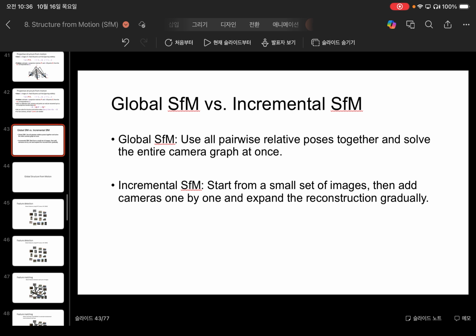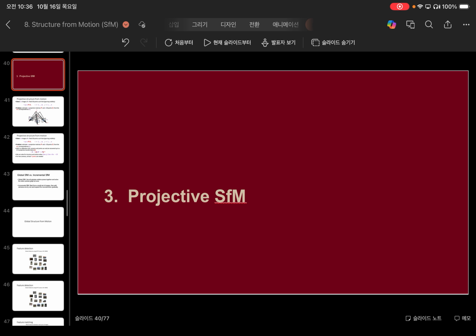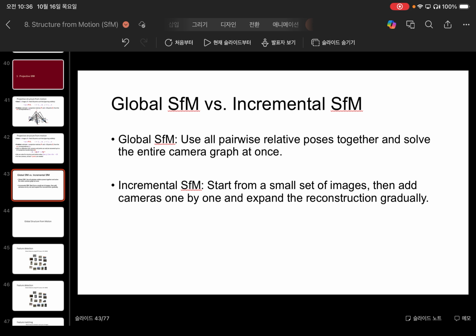Yes, and in perspective SfM, there are global SfM and incremental SfM. In the last class, we learned global SfM, right? Global SfM uses all pairwise relative poses together and solves the entire camera graph at once. That is the reason why we have global here. Incremental is the opposite thing. Instead of using all pairwise relative poses together, you start from a small set of images, then add cameras progressively, a camera one by one, and expand the reconstruction gradually.